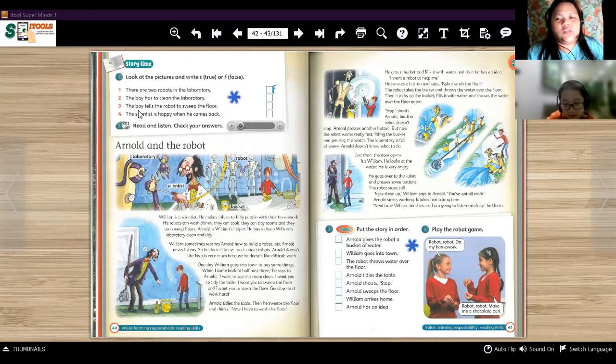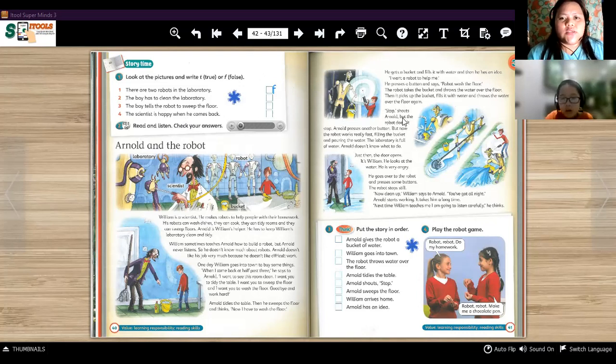Is it true or false? This is true. Yes, because on the picture, on the bottom part, it shows the boy has to clean the laboratory. Very good. So it's letter T. How about number three? Kindly read, Việt Tú. The boy tells the robot to sweep the floor.